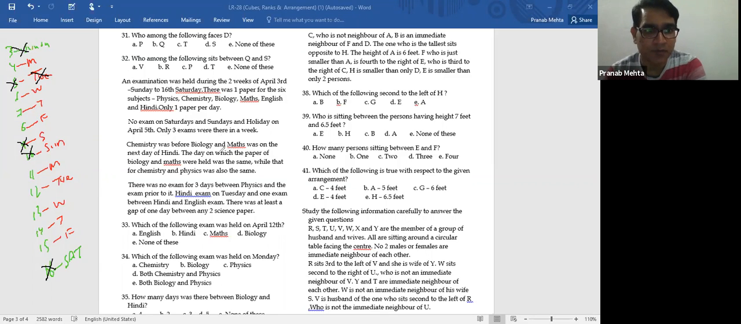Okay, let us proceed further. Chemistry was before biology, and maths was the next day of Hindi. So maths should come the next day after Hindi. So after Hindi, I should have maths. This is what they're saying. And chemistry was before biology, so chemistry should be before bio. Now remember, before doesn't mean immediately. Before means first I should have chemistry and only then can I have biology. That is what they mean to say.